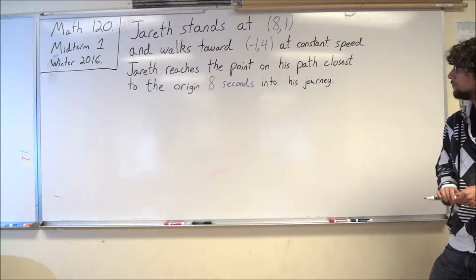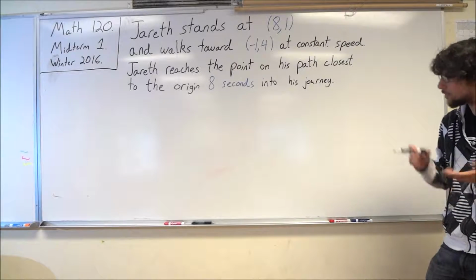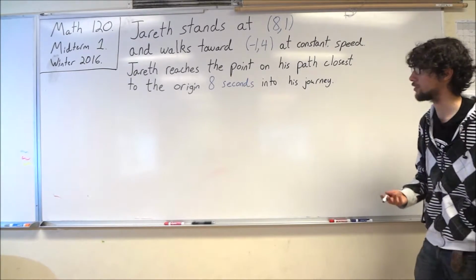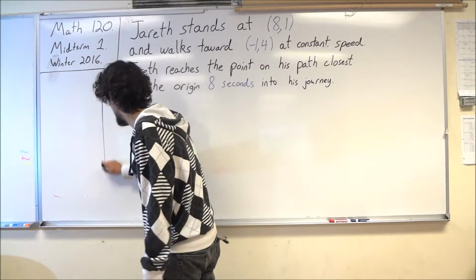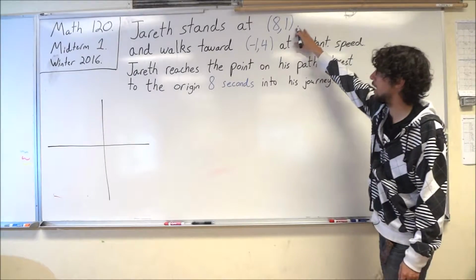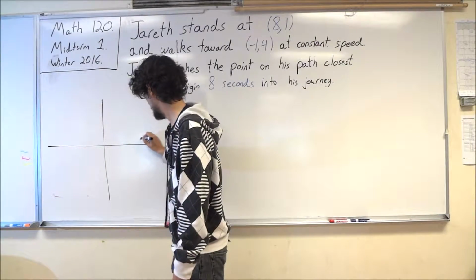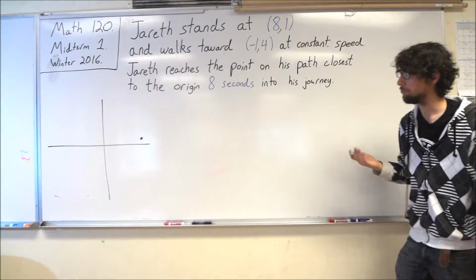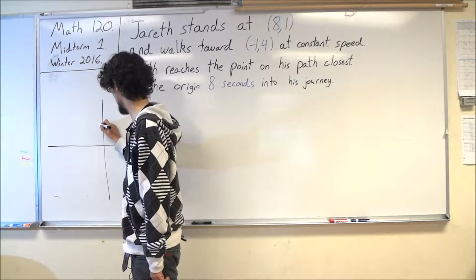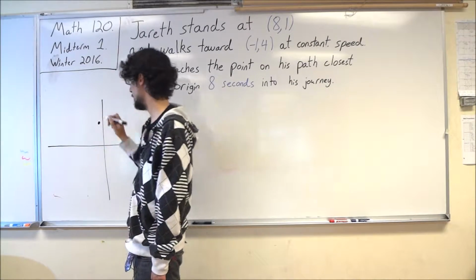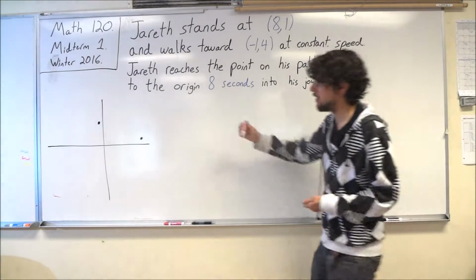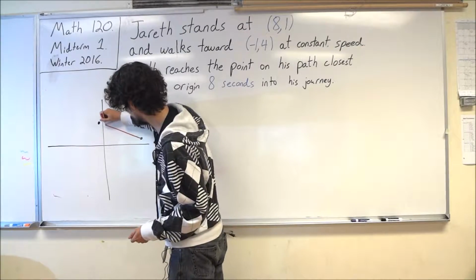Okay, so let's take a look at it. With all sorts of questions like this, the first thing that I like to do is draw a picture to get a little bit of a sense of intuition of what's going on. So we have our coordinate system. Jareth starts at (8, 1), which is roughly here, and walks towards (-1, 4), which is, say, roughly here. And so Jareth's path is going to look something like this.